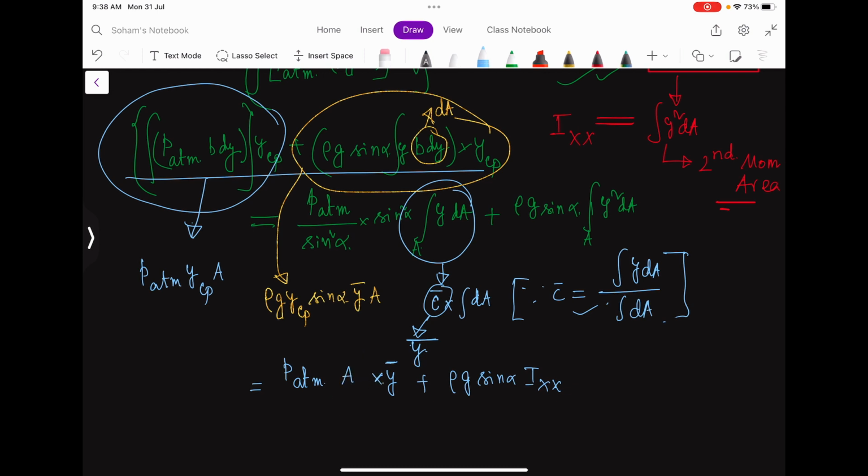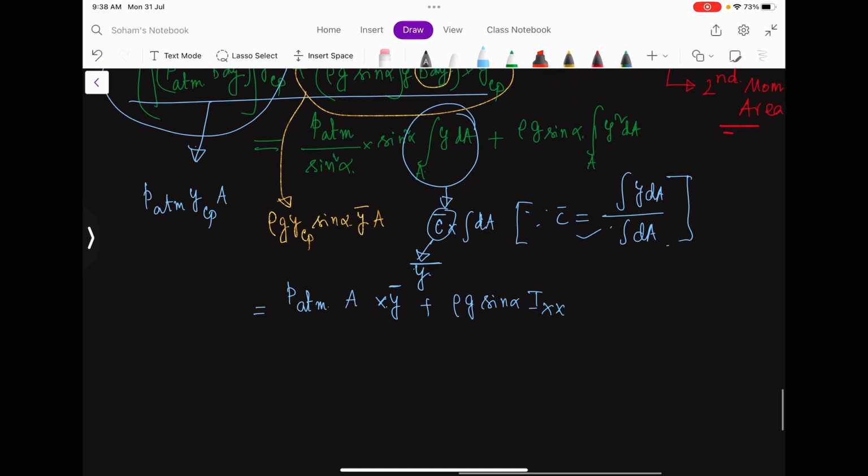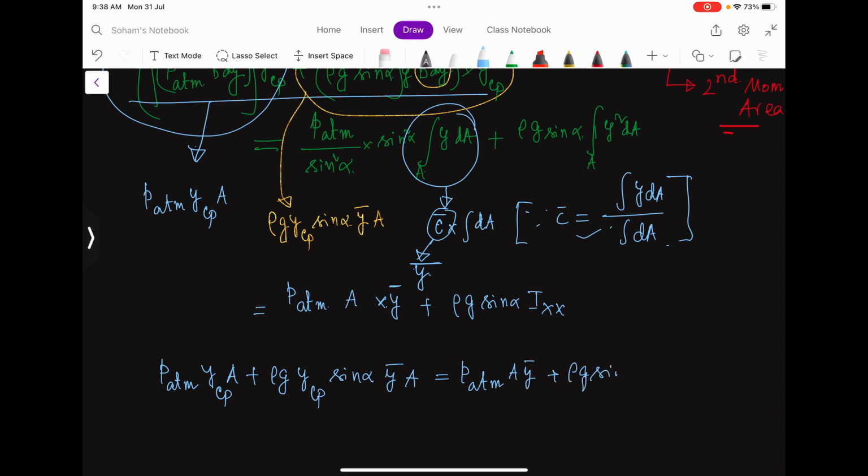So this is A into y bar. So now let me write this total equation, that is p atm into ycp into area plus rho g ycp into sin alpha into y bar area, that is equal to p atm A into y bar plus rho g sin alpha plus Ixx.